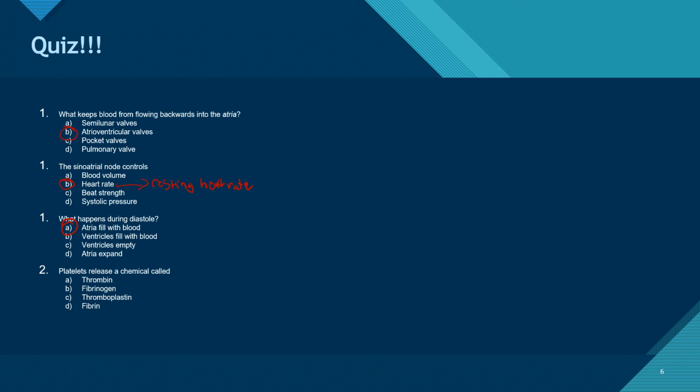The last one is, platelets release a chemical called, do you remember what platelets are called? They're called thrombocytes. It's a little bit in the name, that's how I remember it. So it's this one down here. And that's essentially the recap on the circulatory system.